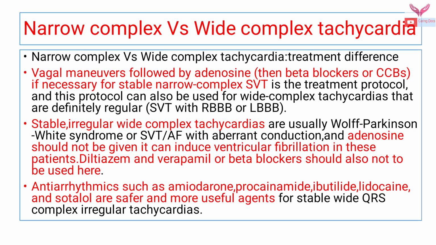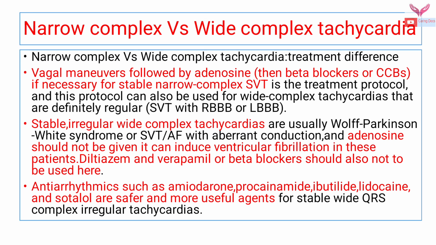So this is a narrow complex or wide complex tachycardia. How do we have to deal with this patient? For narrow complex, vagal maneuver followed by adenosine, then beta blocker, calcium channel blocker if necessary. This is the treatment protocol for stable narrow complex SVT. This protocol can also be used for wide complex tachycardias that are definitely regular, that is SVT with RBBB or LBBB. Stable irregular wide complex tachycardia are usually Wolff-Parkinson-White syndrome or SVT or AF with aberrant conduction.